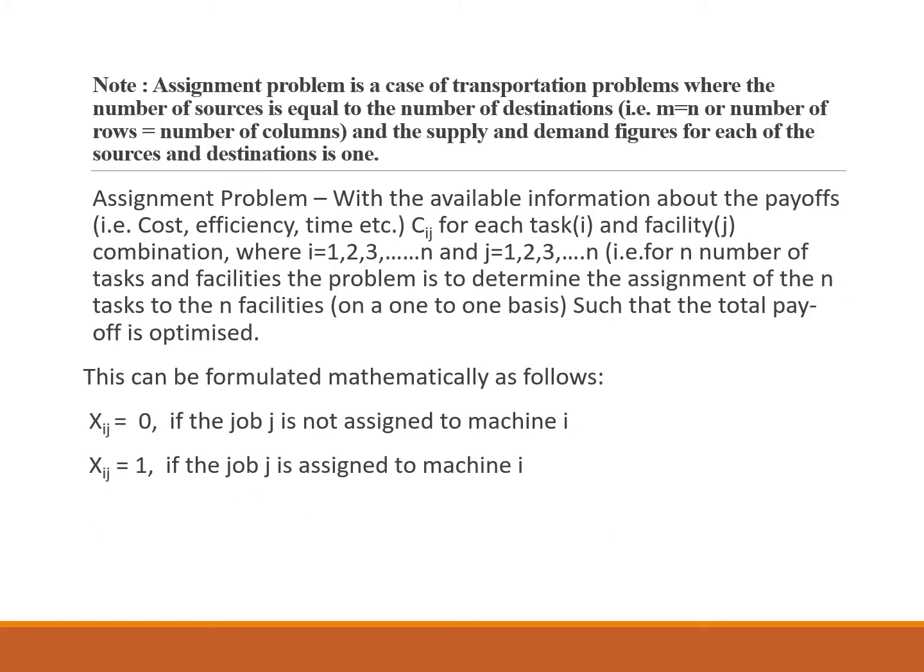So always remember one important note about the assignment problem or assignment model. The assignment problem is a case of the transportation problem where the number of sources is equal to the number of destinations, that is m is equal to n, or the number of rows is equal to the number of columns, and the supply and demand figures for each of the sources and destinations are always 1.